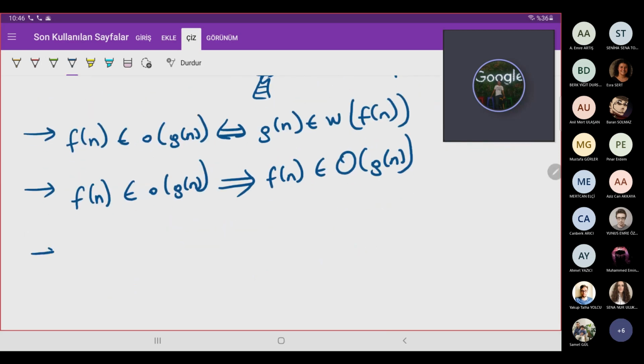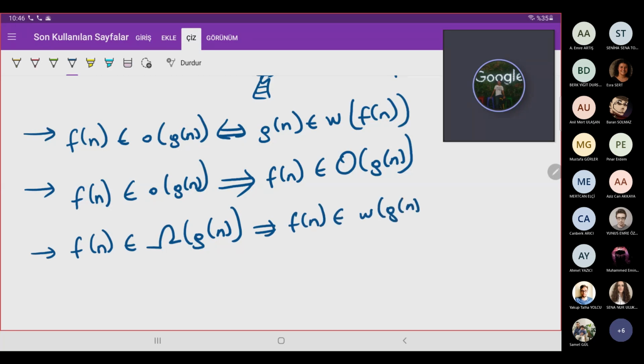And similarly, this time, if Fn is big omega Gn, then Fn is little omega Gn, right? Not the reverse.